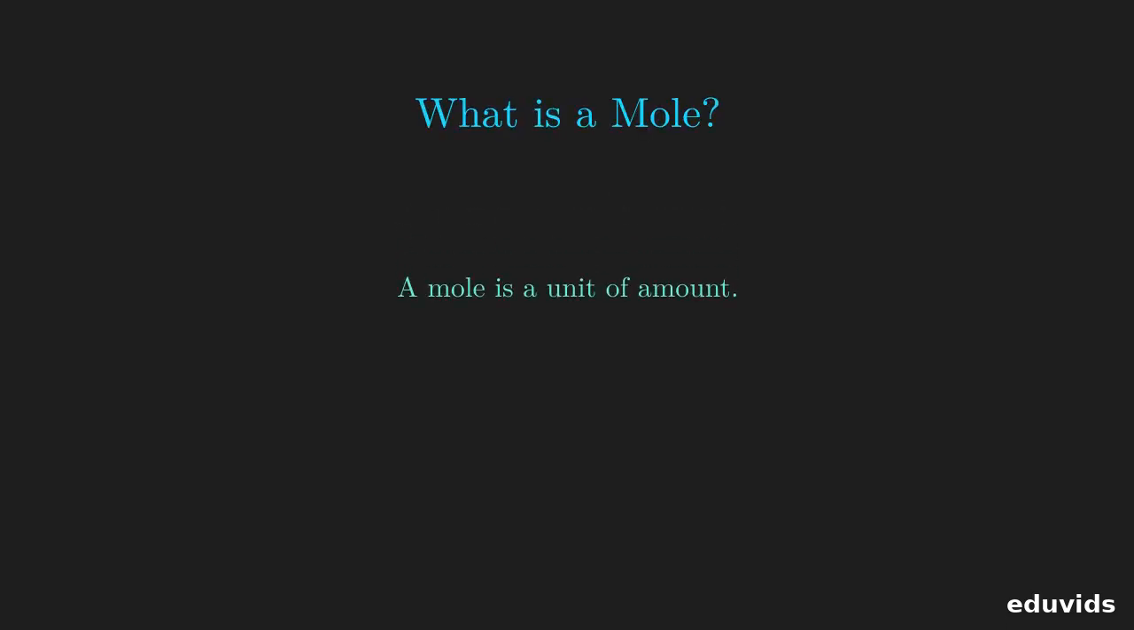First, what exactly is a mole? It is a unit of amount, much like how 1 dozen means 12 items. A mole represents a very specific, immense number of individual particles, such as atoms or molecules. 1 mole of any substance always contains 6.022 times 10 to the 23rd particles. This incredibly large number is so important that it has a special name, Avogadro's number.